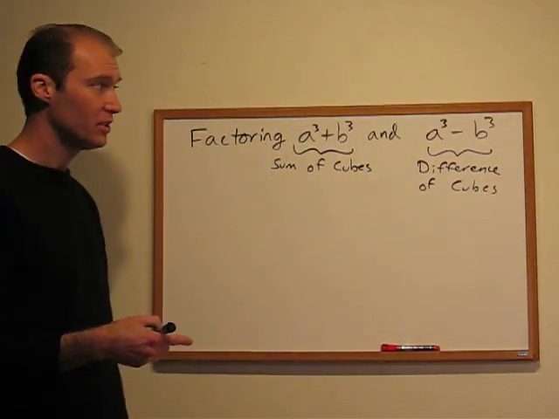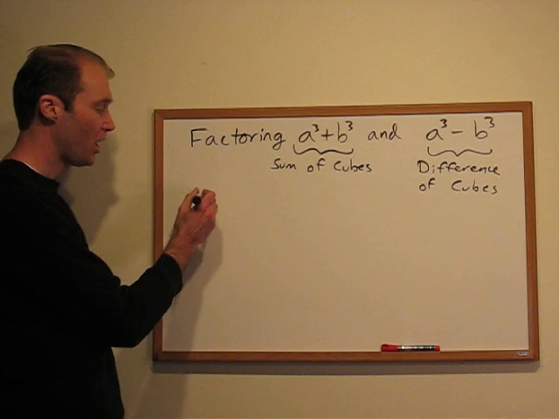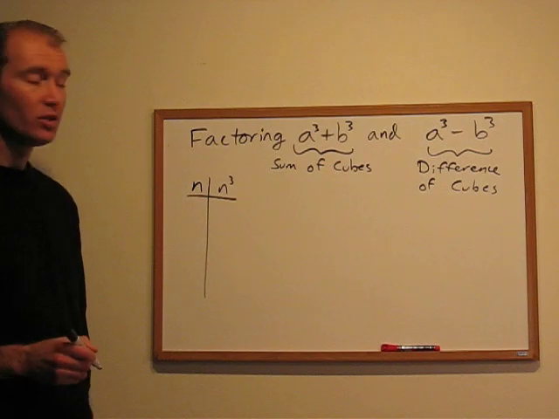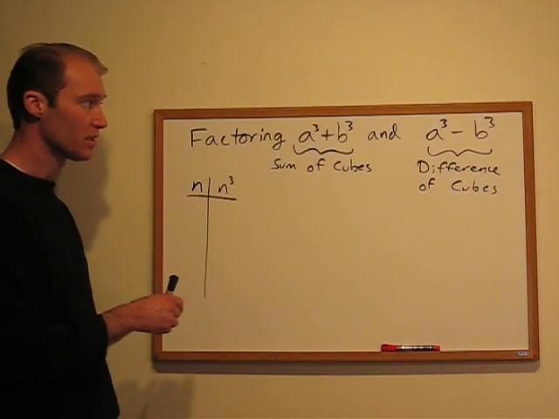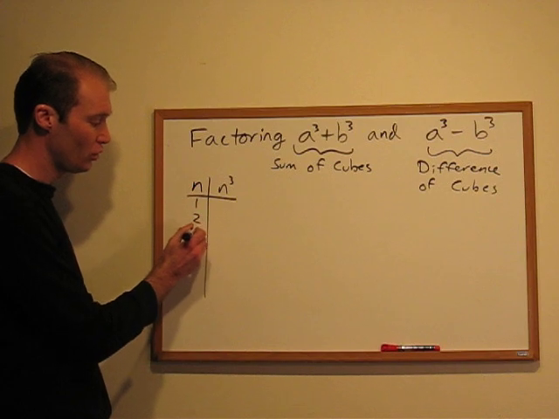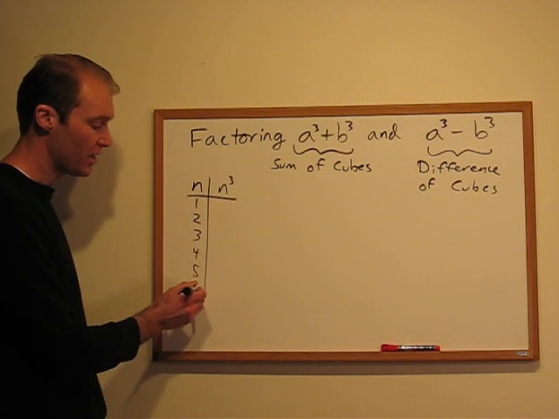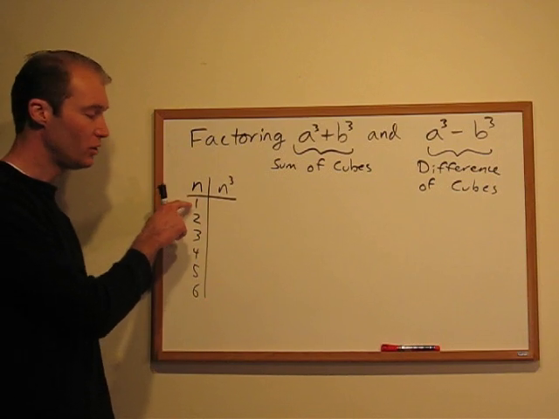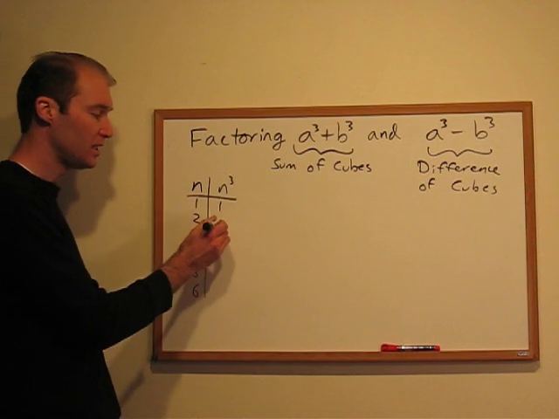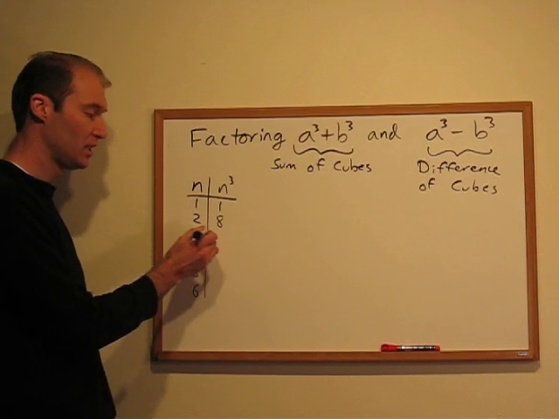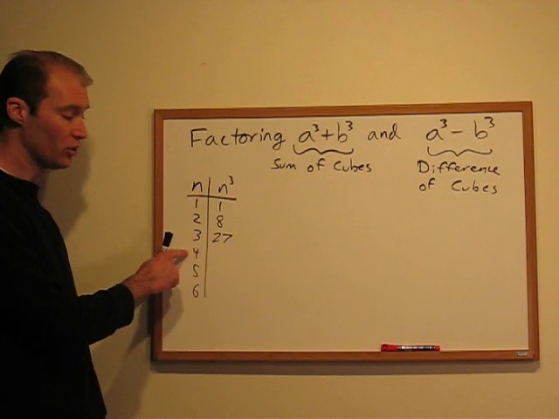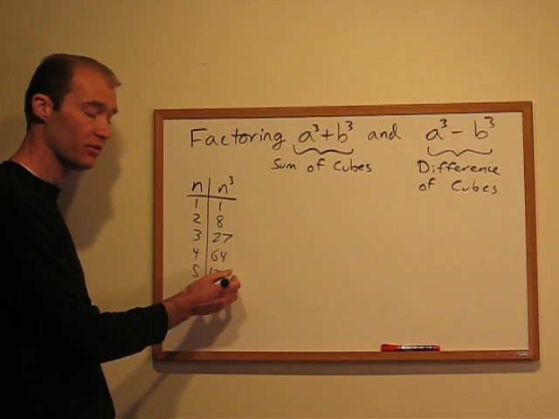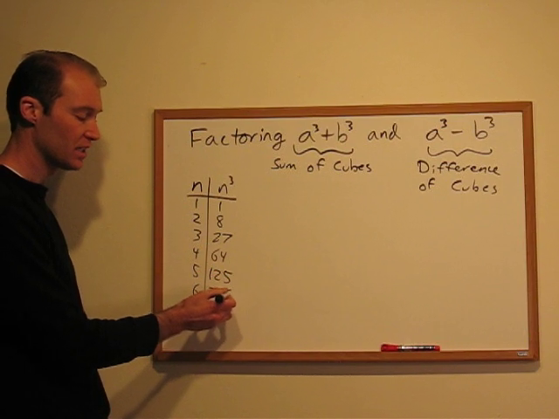Now, before I actually do some problems, I'd like to review some common cubes. Knowing these will help us to be able to more easily do these type of problems. Here I'm just going to write 1, 2, 3, 4, 5, 6, and then here I'm going to write the corresponding cubes. Well, I know that 1 cubed is 1, 2 cubed is 8, 3 cubed is 27, 4 cubed is 64, 5 cubed is 125, and 6 cubed is 216.